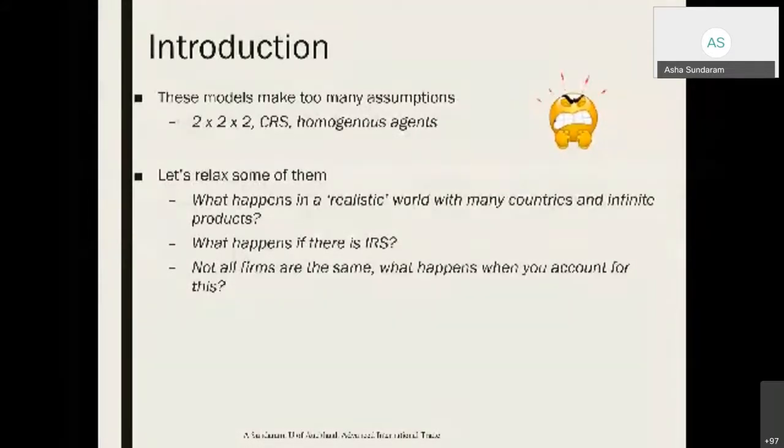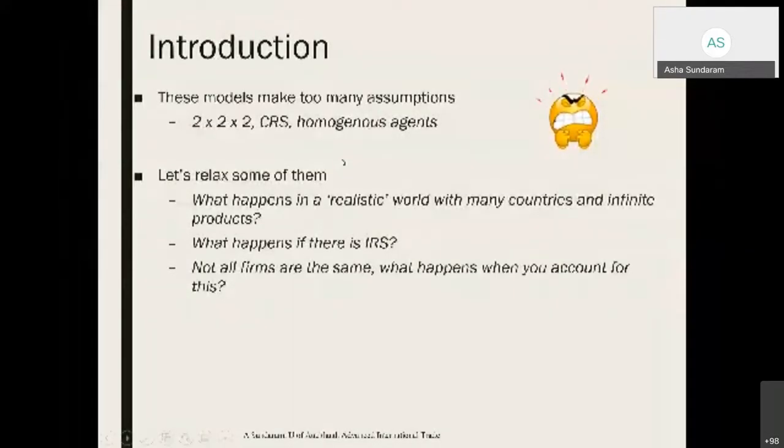So even within a sector, say cars, you're going to have Ferraris, you're going to have your Toyotas, right? And you're going to have your Marutis. So these are very different. There's a lot of heterogeneity within sectors.